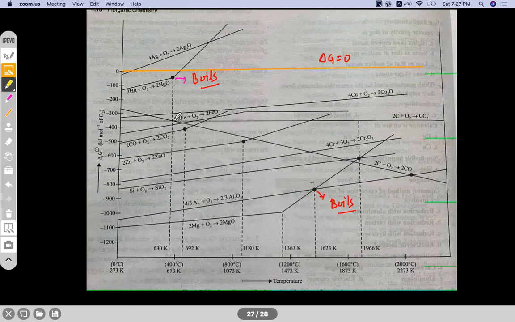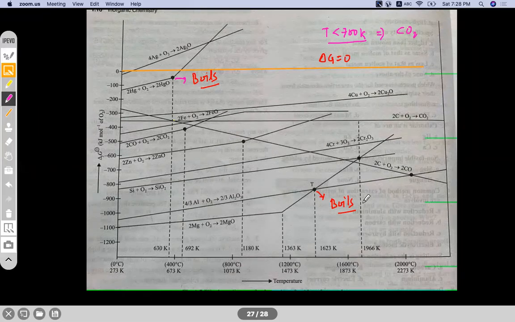So around 700 Kelvin, I write down here, if the temperature is less than 700 Kelvin, approximately, give or take 10 to 15 degrees, then the reaction of carbon and oxygen gives CO2. If the temperature is more than this, then it will give carbon monoxide. That is the information we can extract from the Ellingham diagram.